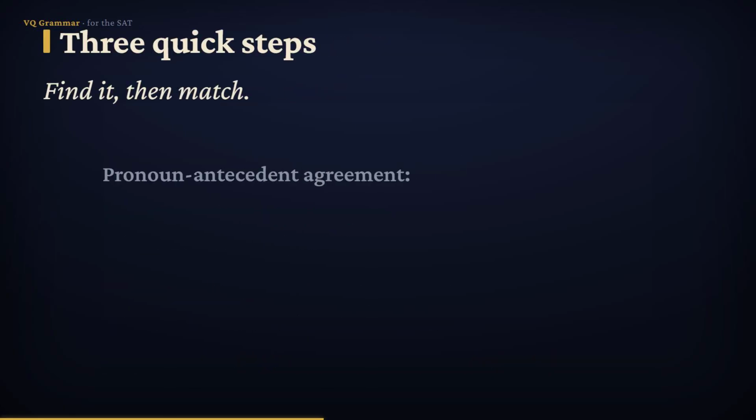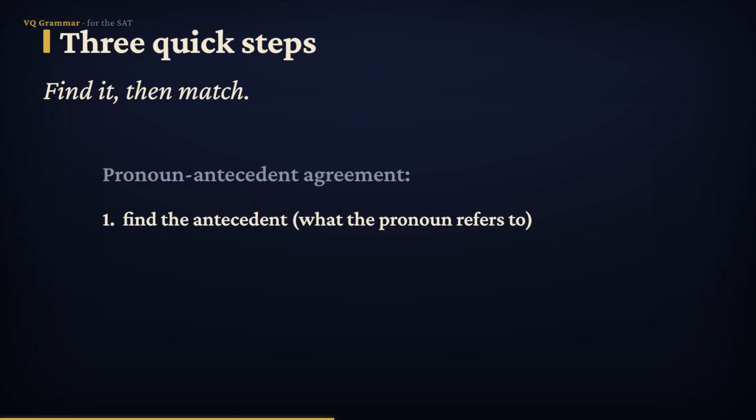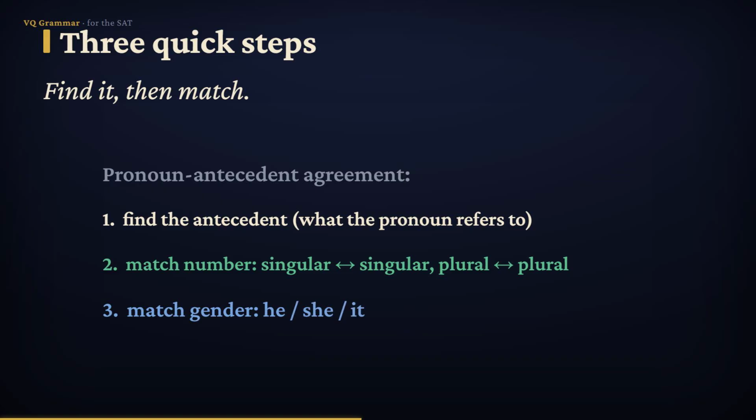So, 3 quick steps. 1. Find the antecedent, the word the pronoun stands for. 2. Match it in number, singular with singular, plural with plural. 3. Match it in gender, he, she, or it. And if the antecedent is a collective noun, one unit takes its, separate members take their. Find the antecedent, then match.